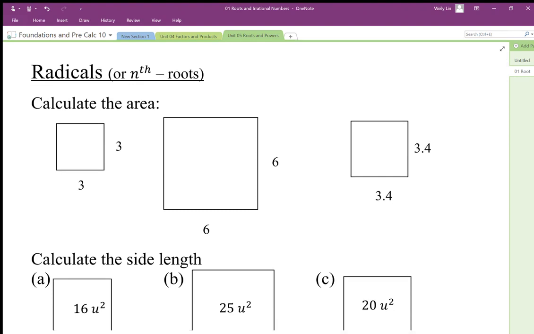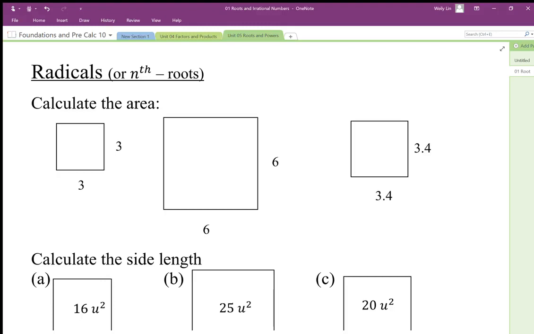In this unit, we're going to look at radicals or roots and powers or exponents. And we want to look at how the math of this is a little bit different than multiplication. And once we understand how it's different from multiplication, we can start to understand why the rules for powers and radicals are a little bit different than the rules for multiplication.